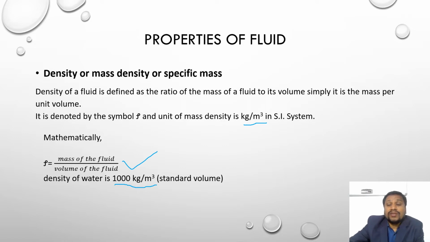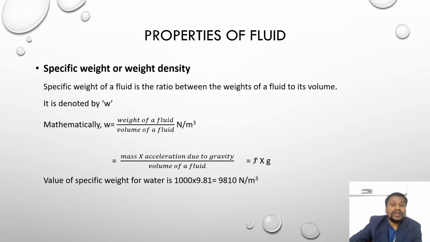Our next property is specific weight, or weight density. Specific weight of a fluid is the ratio of the weight of the fluid to its volume. It is denoted by the symbol small w. Mathematically, specific weight is w by v, the weight of fluid divided by the volume of fluid.